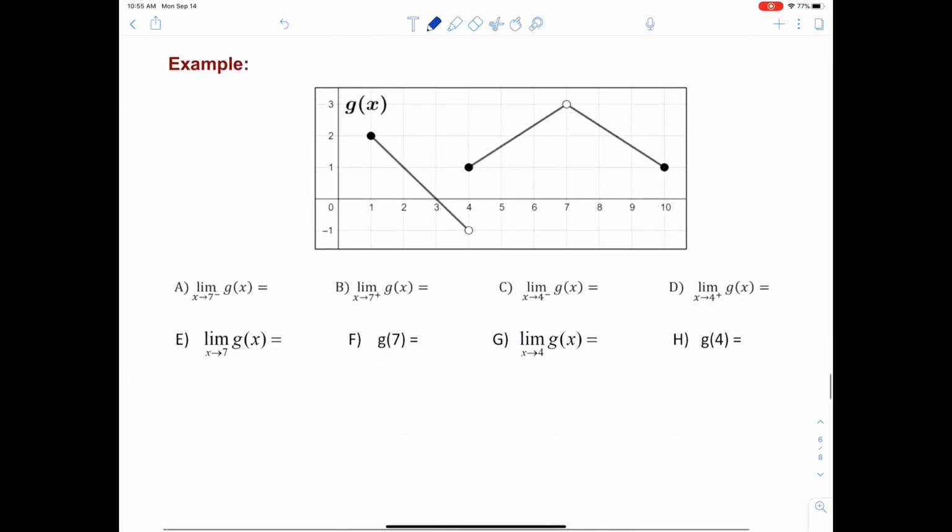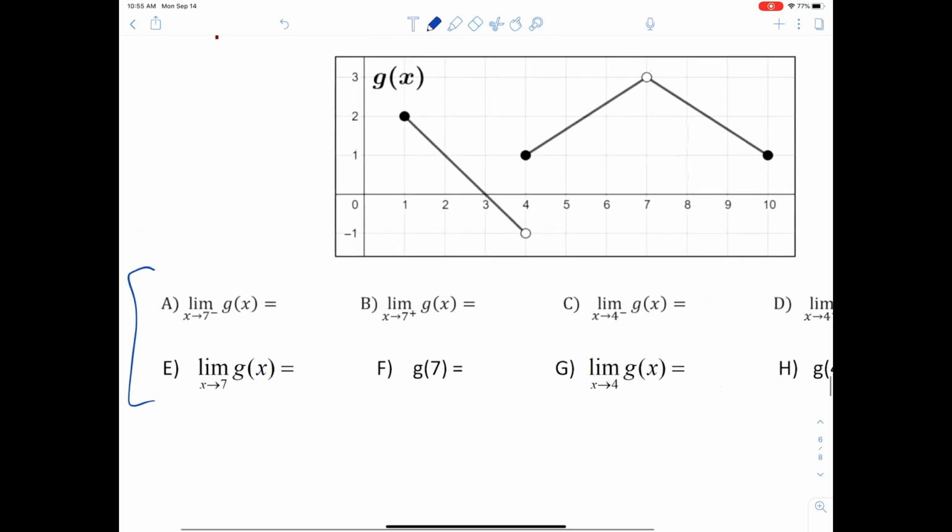Let's look at an example. Here's our first example. You can see this is a situation where we're talking about a pretty funky graph. All these questions over here are about an x value of 7. So let's look at our first couple questions. We'll zoom in as much as we can.